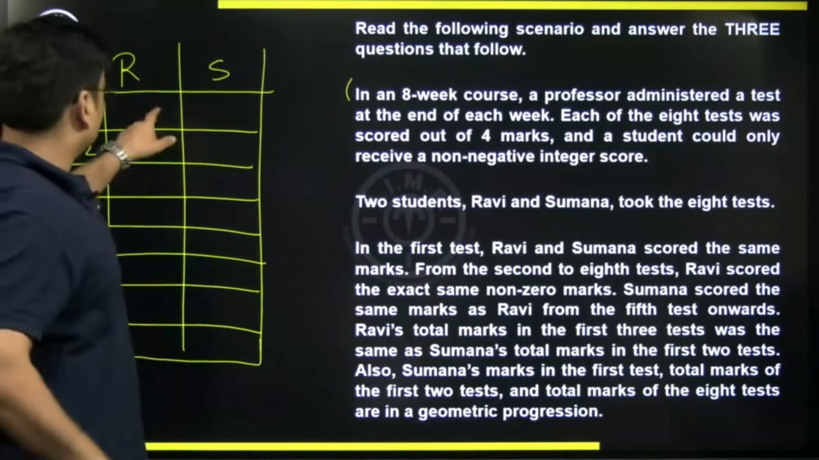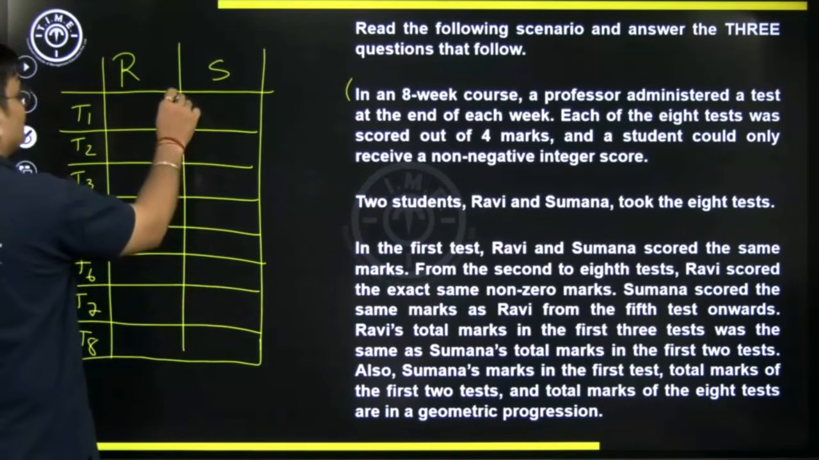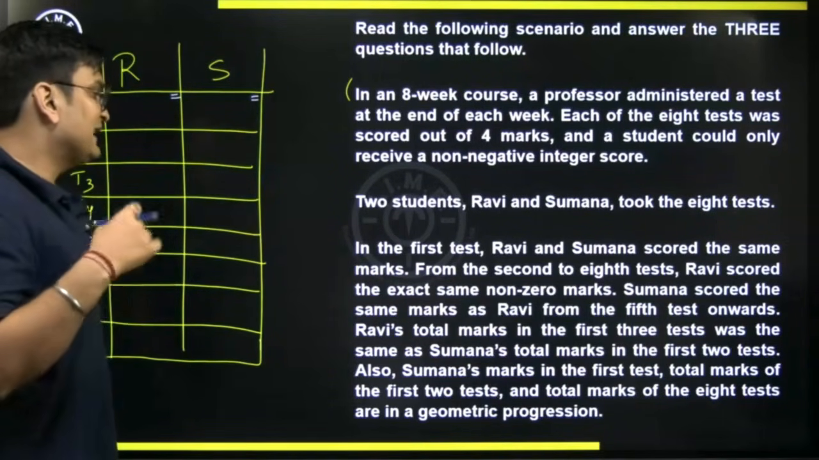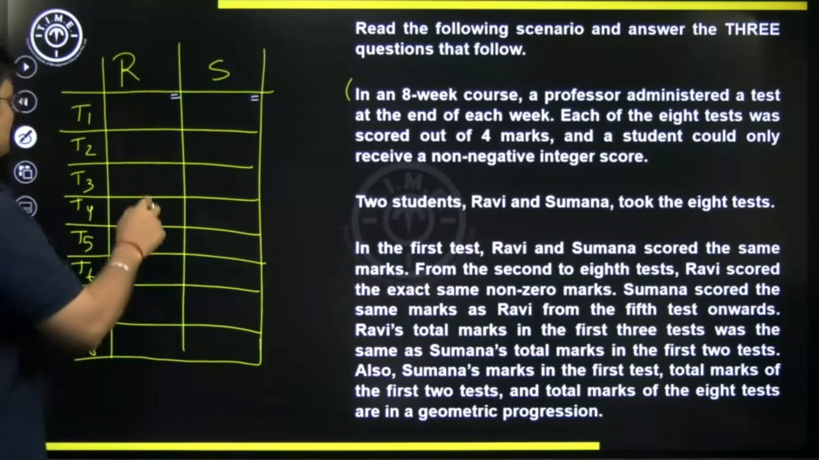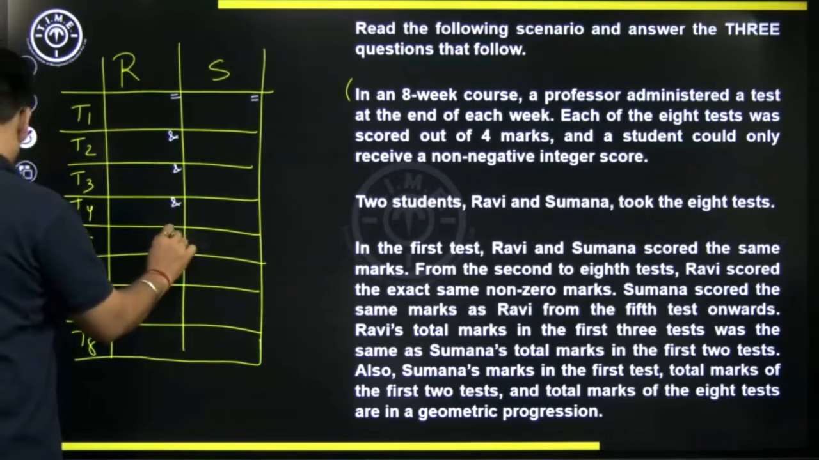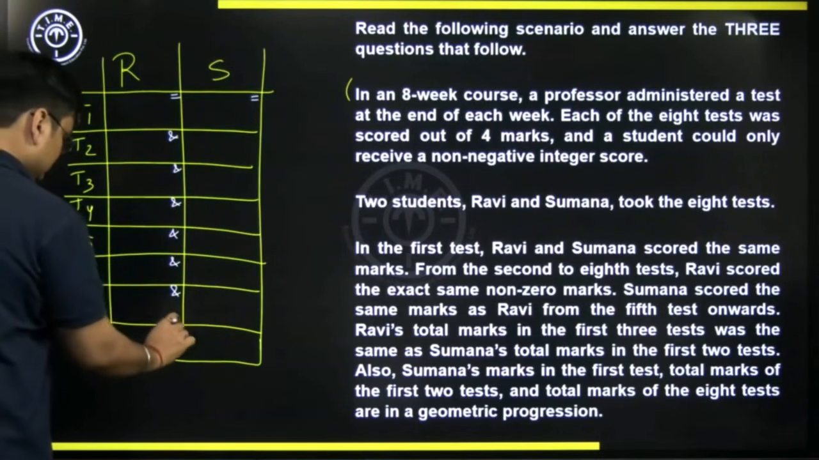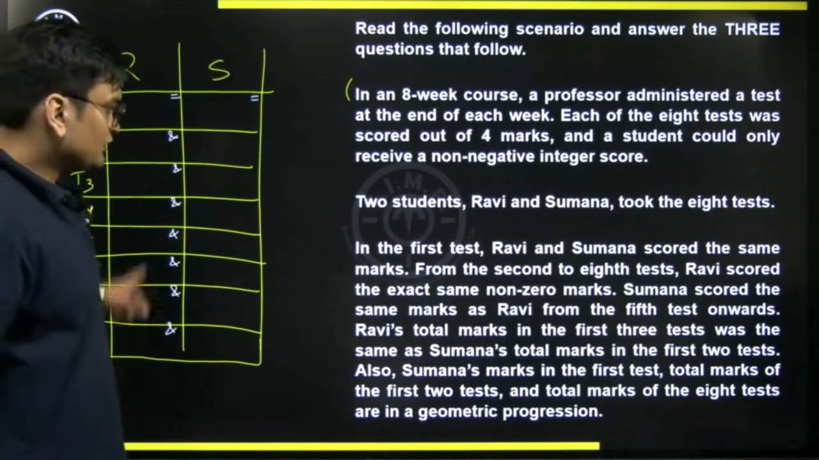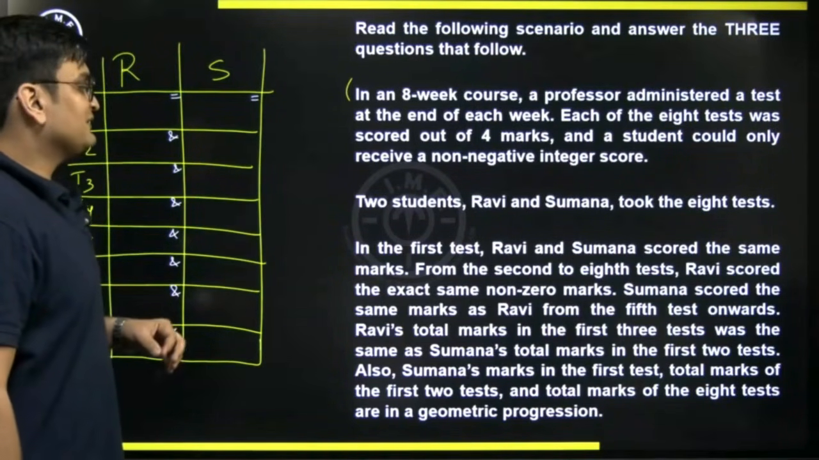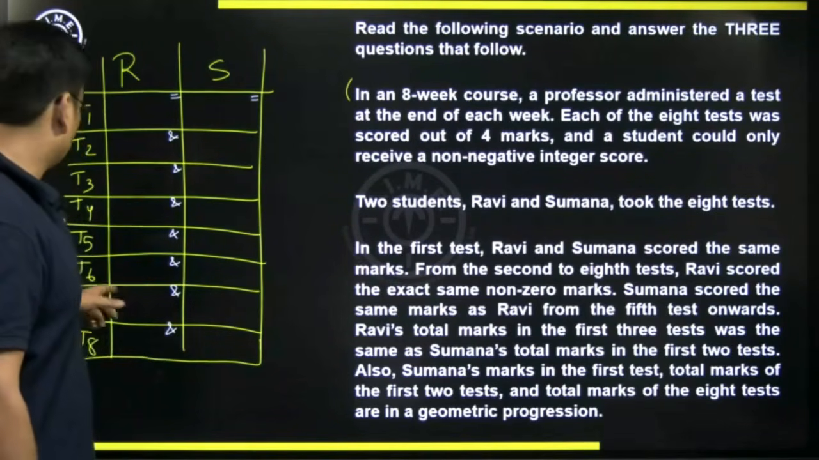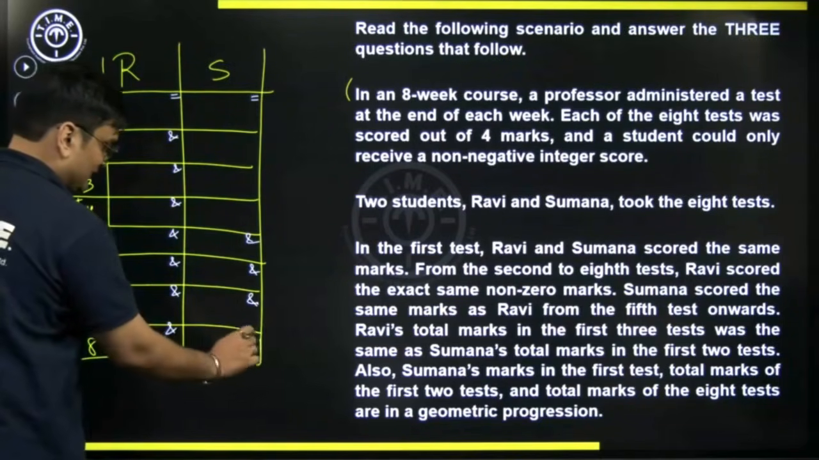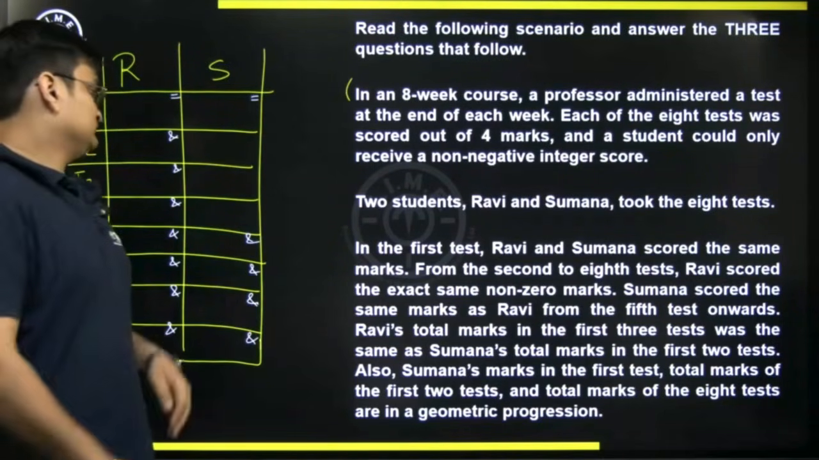In the first test, Ravi and Sumana scored the same marks. So here both are equal. From 2nd to 8, Ravi scored the exact same non-zero marks. So from here to here, Ravi is all same. They are all same marks. Sumana scored same marks as Ravi from the 5th test onwards. So Sumana is also same as Ravi. Whatever number comes here, same will get here as well.